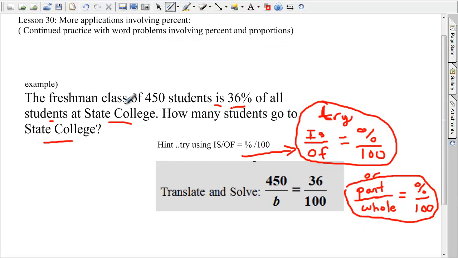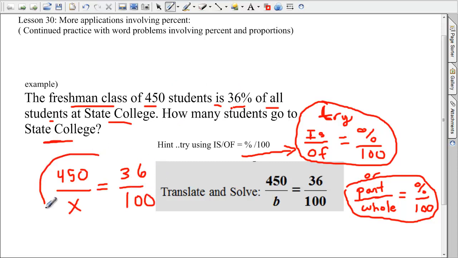So I always like to, in these kinds of problems, think about what's the part and what's the whole. Well, the freshman class of 450, that's the part, right? So part to whole, all the students that go to state college. Well, we don't know that. So the whole is unknown, equals percent, 36% out of 100.